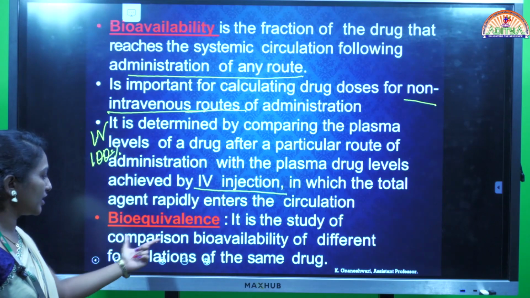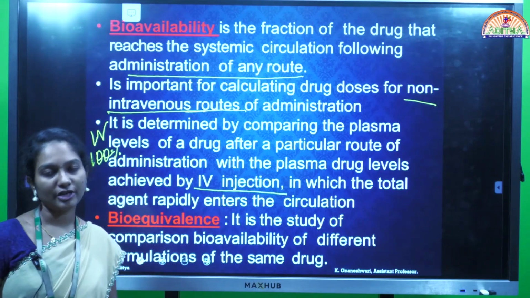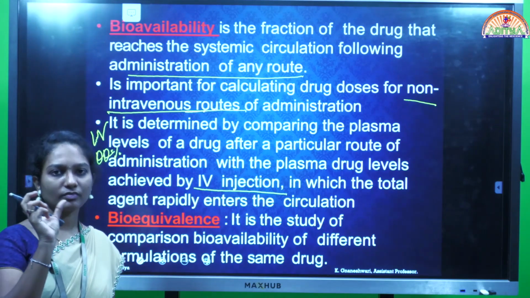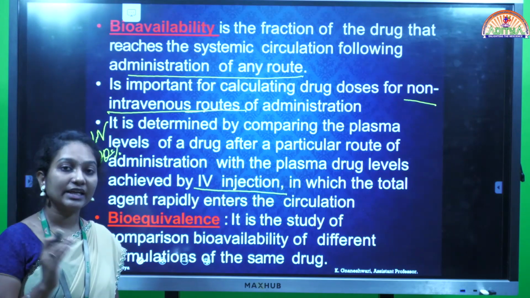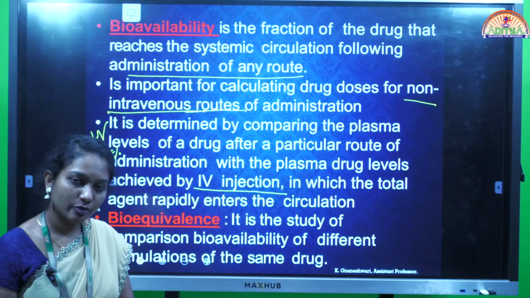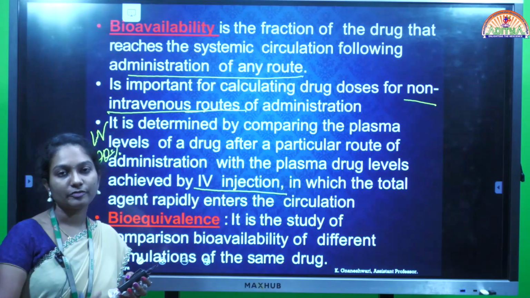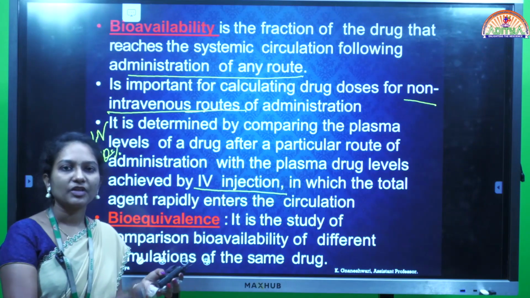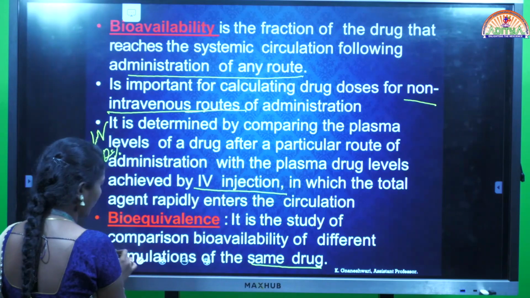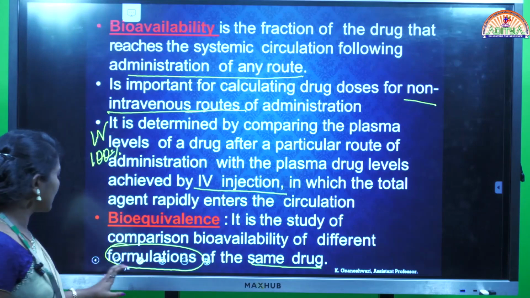Okay, and next is bioequivalence. Bioequivalence is where we compare the bioavailability of different formulations of the same drug. Just assume we are taking paracetamol. We will be comparing the time of absorption of paracetamol through the intravenous route, and then comparing the time of absorption of paracetamol through the oral route. So that is the same drug in different formulations, and comparing them is the bioequivalence.